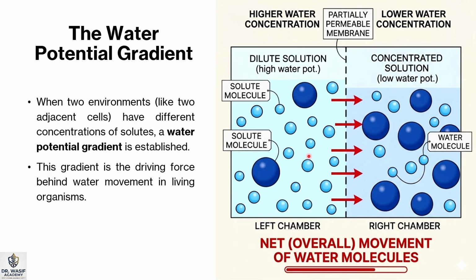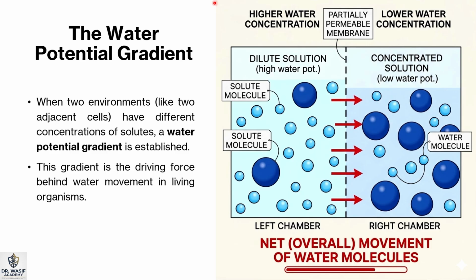These are free water molecules and these are solute molecules. You can see that this is the dilute solution with high water potential. Here solute molecules are fewer than the water molecules. On the other end, you have lower water potential. This is your concentrated area where most of the water is captured by solutes. So the rule of the universe is that water will always move from high to low potential.